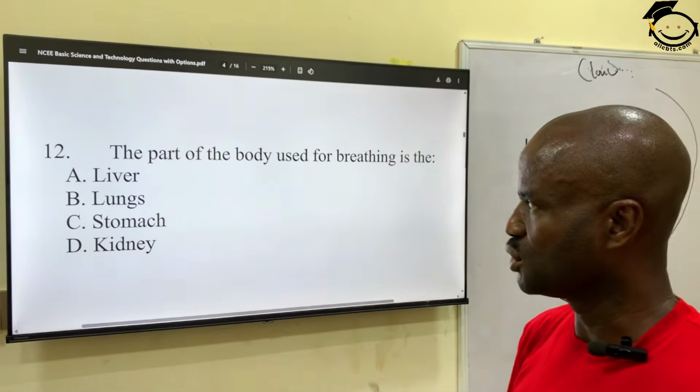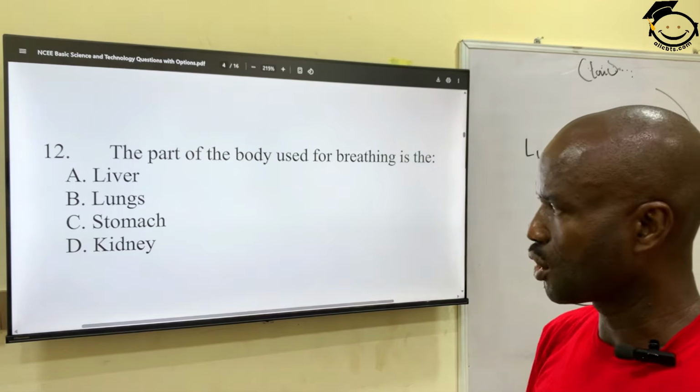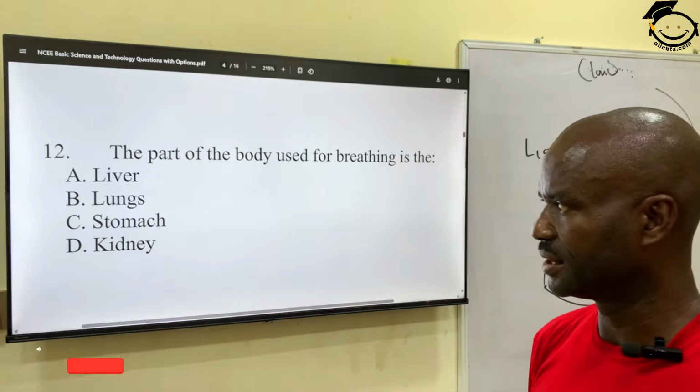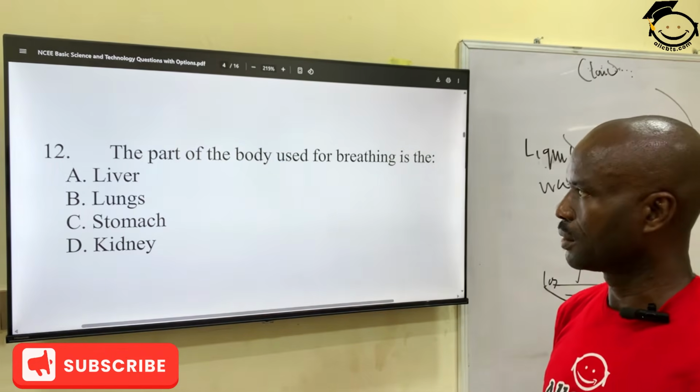Liver is used to break down and store up sugar in the body. Stomach is used for digestion, while kidney is used for what? Excretion.